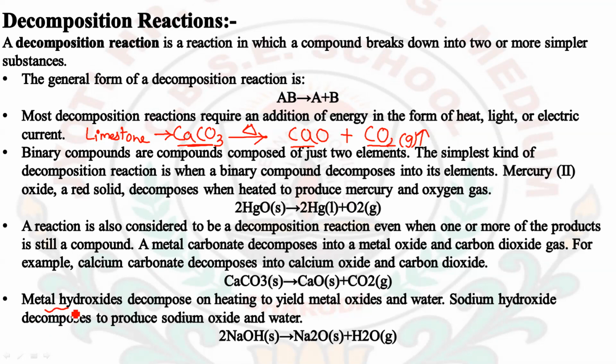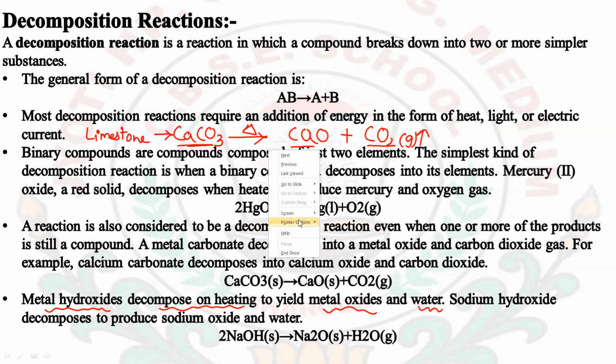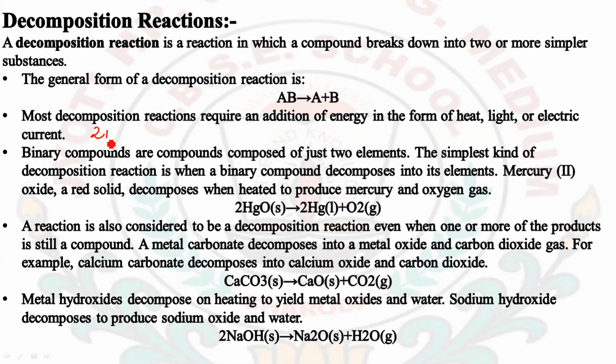Next is the metal hydroxides. When metal hydroxides are heated, they also produce metal oxides and water, and hence it is also a type of decomposition reaction only. So let's take an example for this. I am taking sodium hydroxide. When sodium hydroxide is heated, it decomposes to sodium oxide and water. So these are the examples of decomposition reaction.